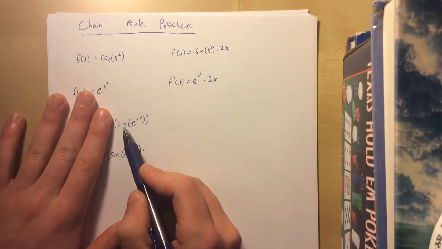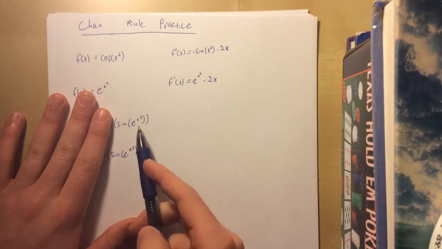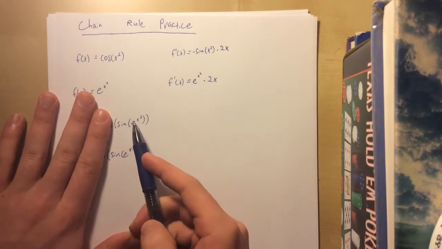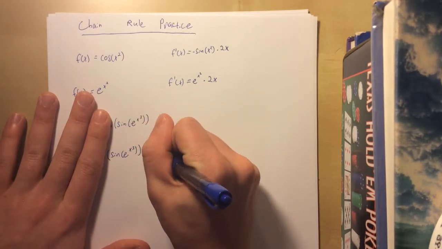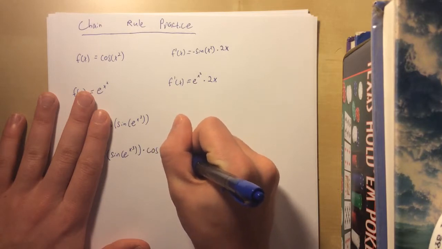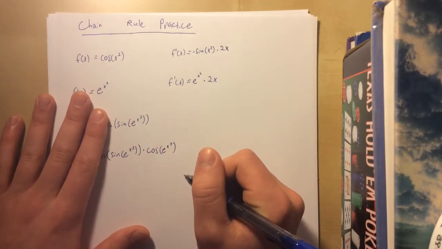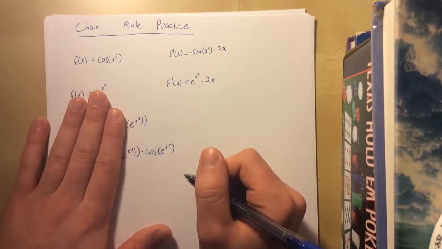So our outer function is sine of some variable. So we're really ignoring this variable. So the derivative of sine of something is equal to cosine of that thing. And now that we got rid of the cosine and sine, now we're looking at e to the x cubed.